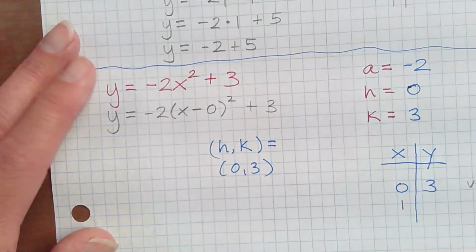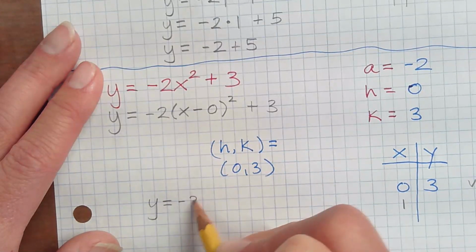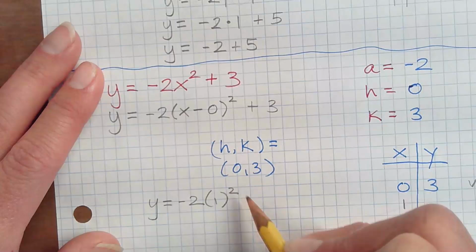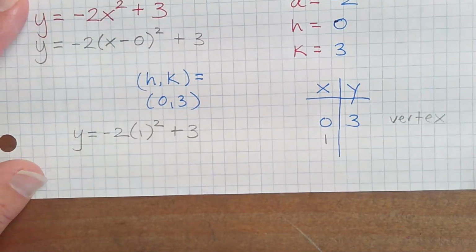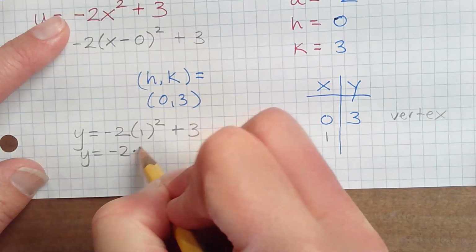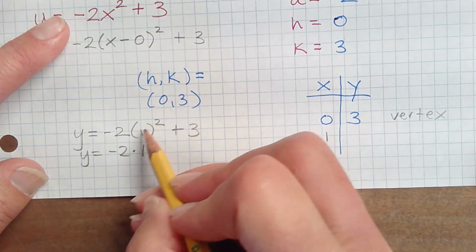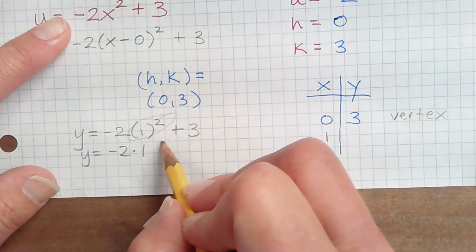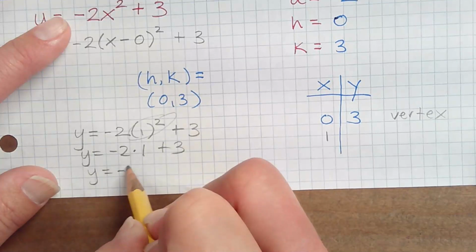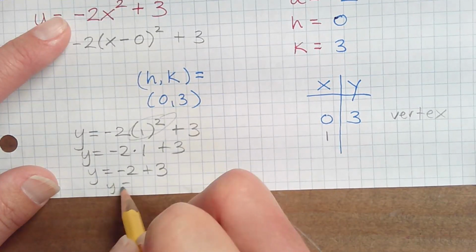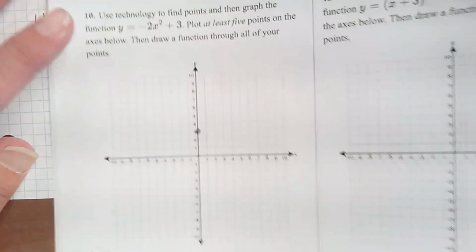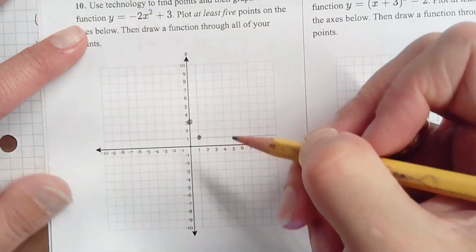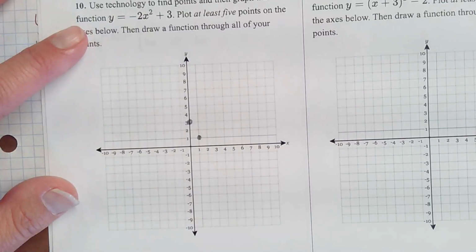So I go y equals -2 times positive 1 squared plus 3. That would equal negative 2 times 1. So this is the exponents first, right? You have to do this part, and then plus 3. So now you get negative 2 plus 3. Well, that equals positive 1. So 1, 1 is my next point. I'm going to graph it. 1, 1. Okay, don't forget these are not straight. They're curved because it's a parabola.